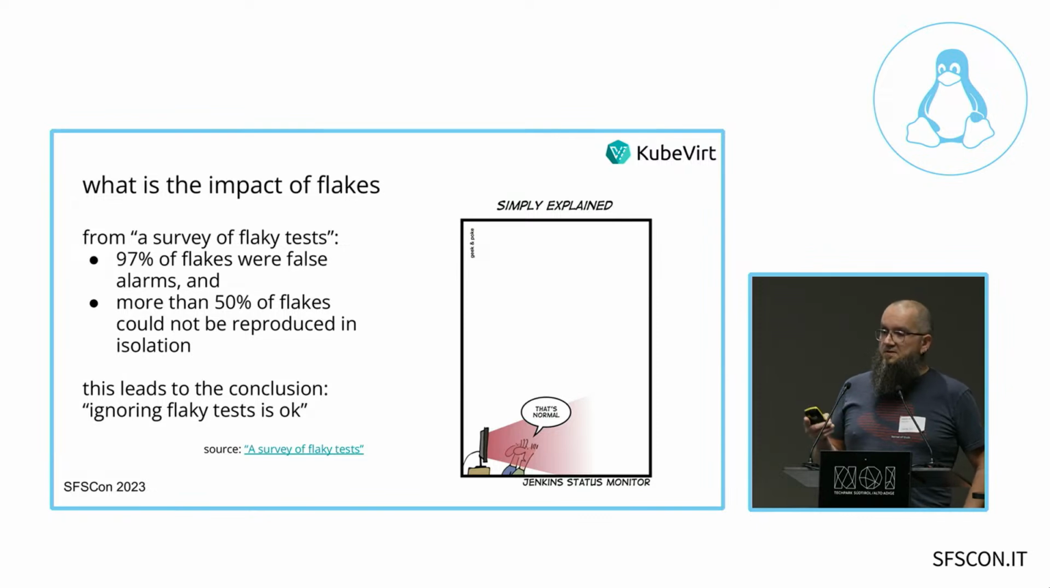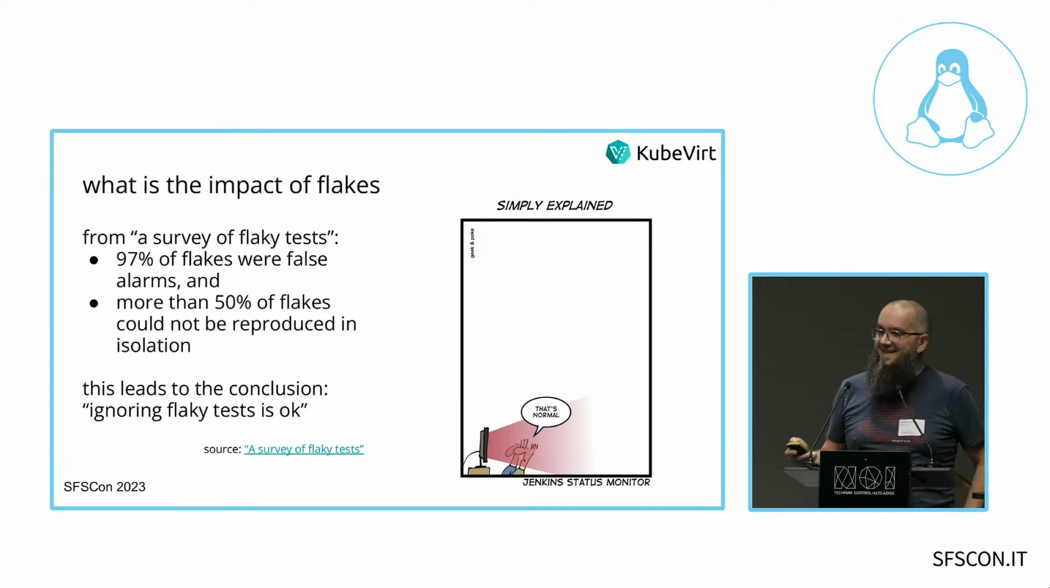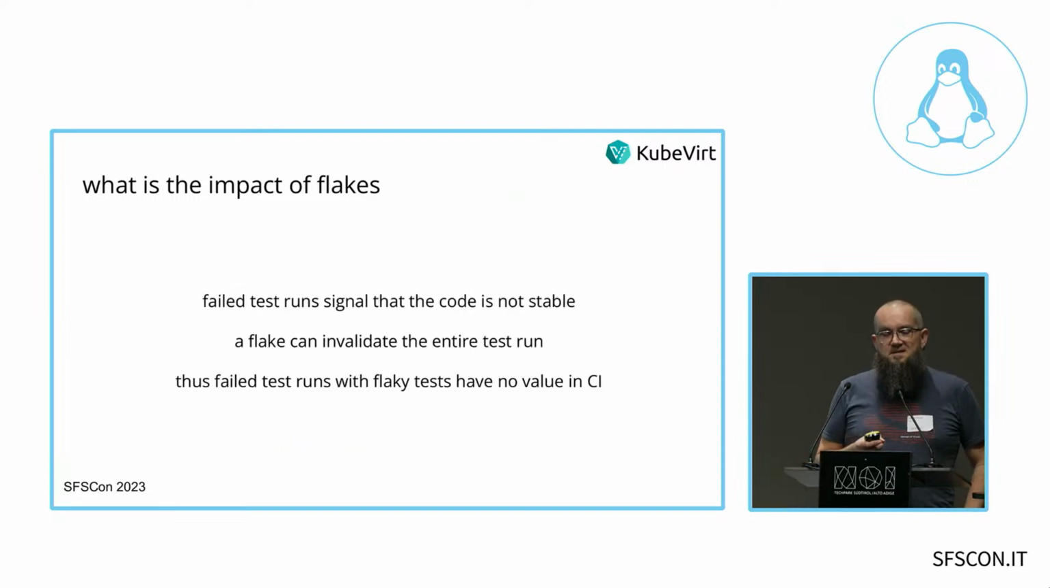From this survey, I'm going to cite that 97% of the flakes were false alarms, and more than 50% of the flakes could not be reproduced in isolation, which of course leads to developers just ignoring the problem, which is a bad thing to do. I hope that this is funny. I don't know. Failed test runs should normally give us a signal whether the code is stable or not. With flakes present, of course, you lose that signal. And thus, if you are having flaky tests in a test suite, this can ridicule the complete process.